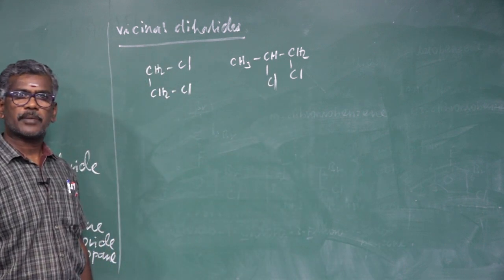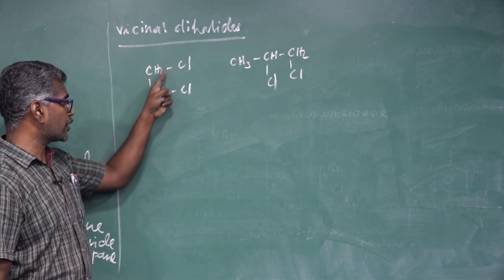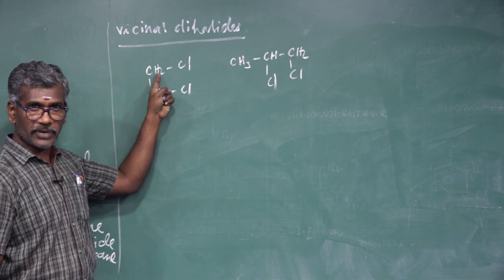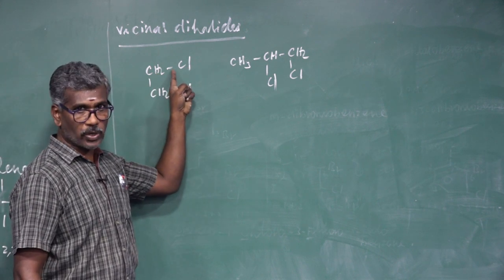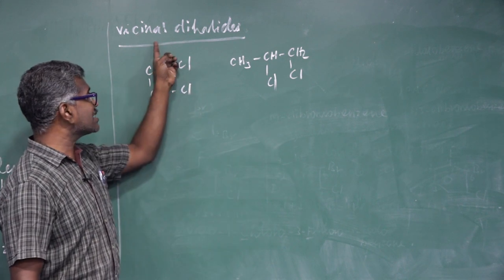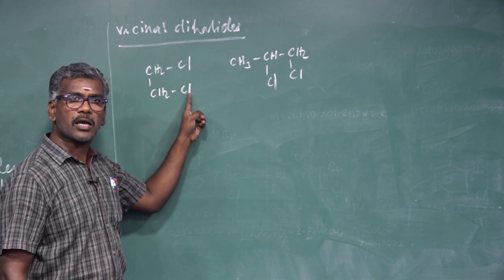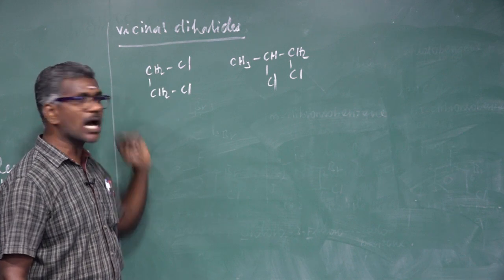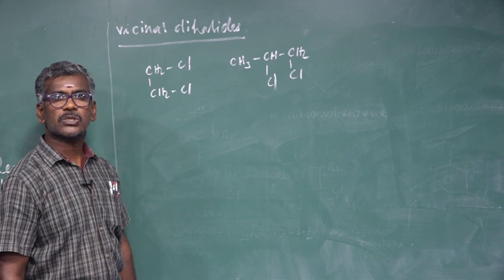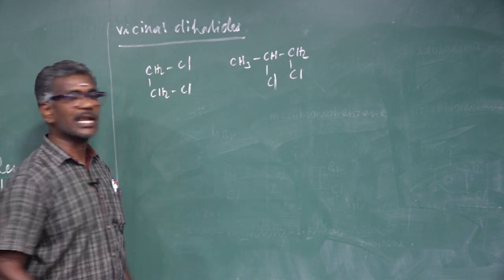What is the valence of carbon? Carbon valence 4. Hydrogen valence 1, halogen valence 1. What is the definition for vicinal dihalide? If halogen atoms are attached to the adjacent carbon atoms, that is vicinal. This is known as vicinal dihalide.